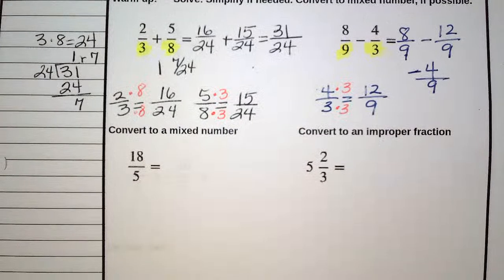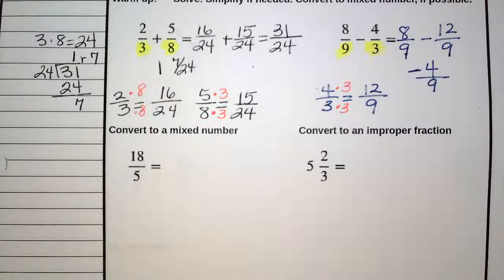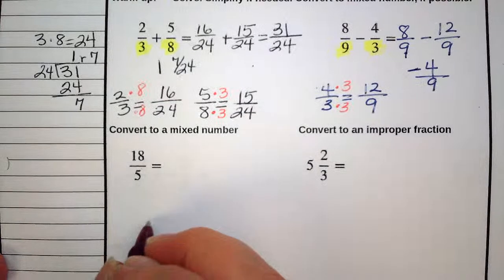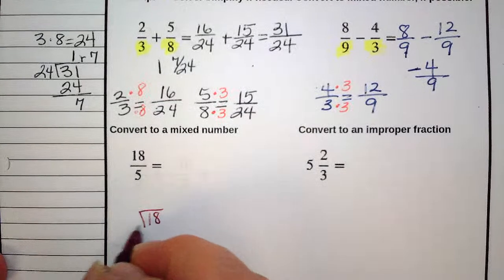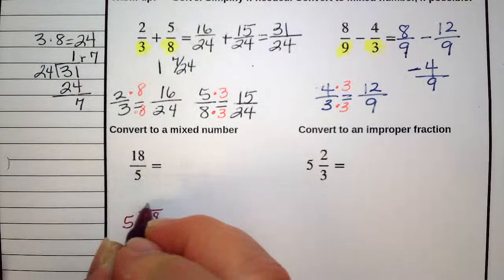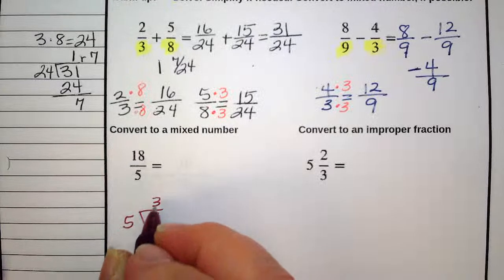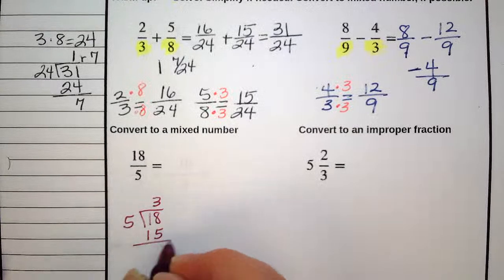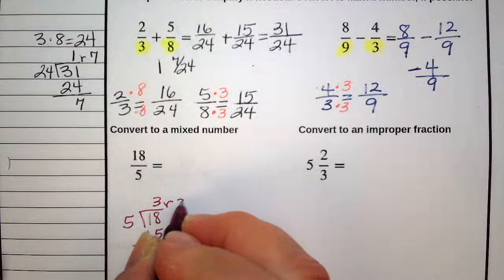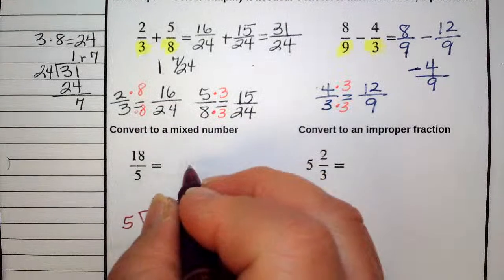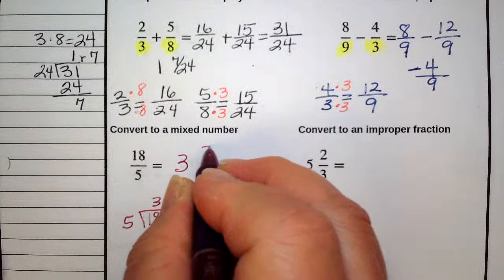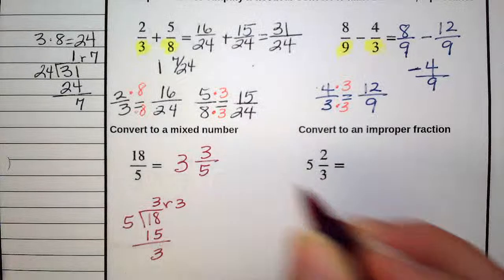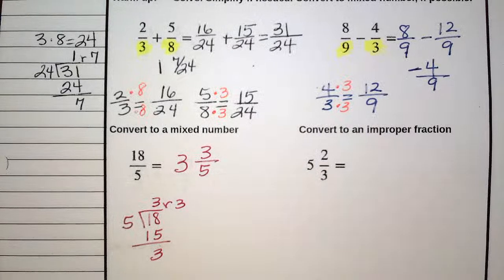To convert to a mixed number, you have to do that division. Then you have to see what your remainder is. Your remainder becomes the new numerator. 18 divided by 5. 5 goes into 18 3 times. 3 times 5 is 15. 18 minus 15 is 3. So it's 3 with a remainder of 3. So this becomes 3 and 3/5. 3 and 3 over 5.